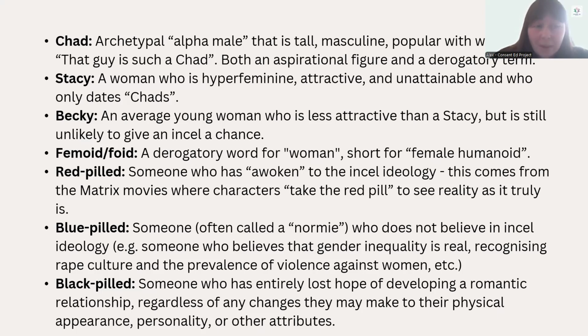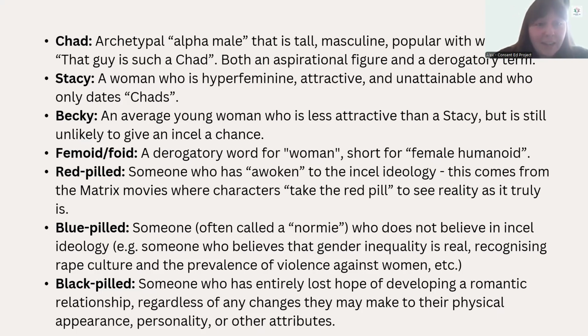And then if someone's red pilled, that is someone who's awoken to the incel ideology. You might be vaguely familiar with that term because it comes from the Matrix movies, where characters take the red pill to see reality as it truly is. So incels believe that they've been red pilled and awoken to the structure of society that is stopping them from having a romantic partner. And if you're blue pilled, you might call them a normie, that's someone who doesn't believe in incel ideology. So this is what you might call me and Kathy, proud blue pilled normies.